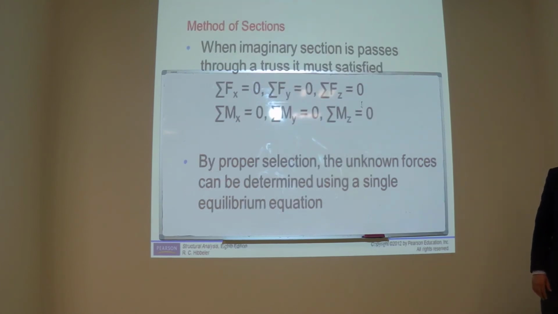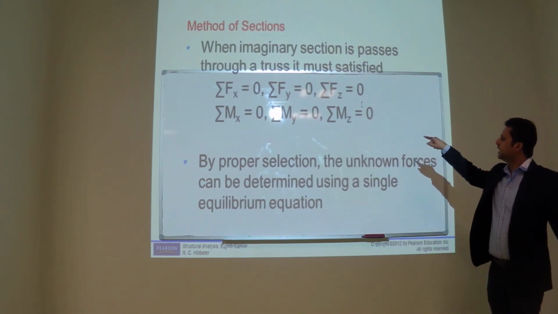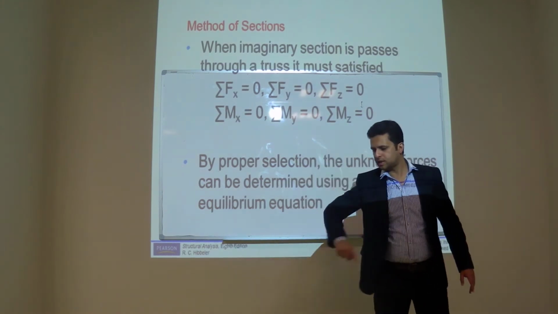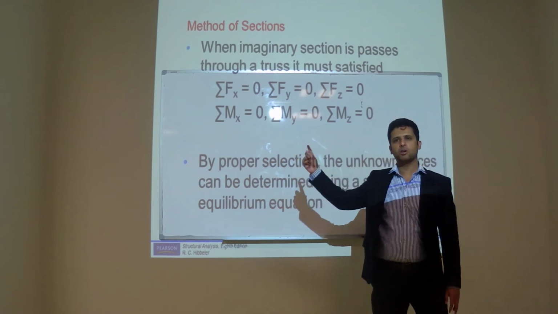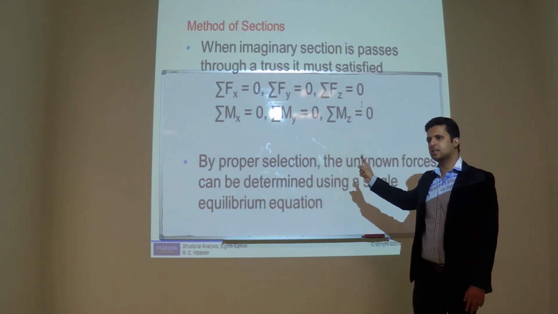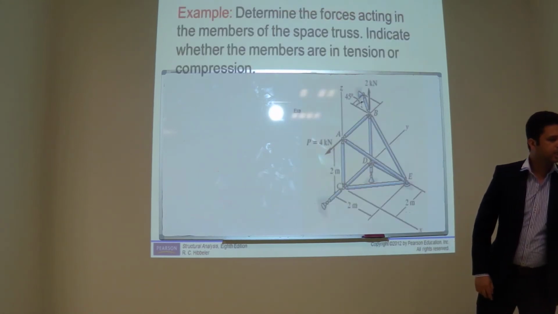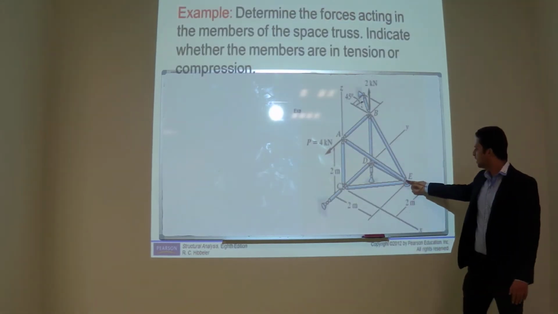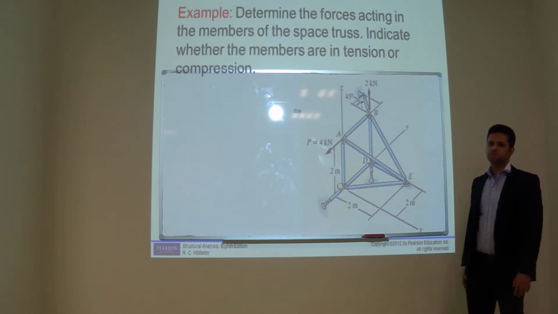Method of sections. Now again the method of sections. Before, you had the moment only in the plane. Now because of the 3-dimensional axes, for example at joint E in this problem, Mx will be 0, My will be 0, and Mz will be 0.